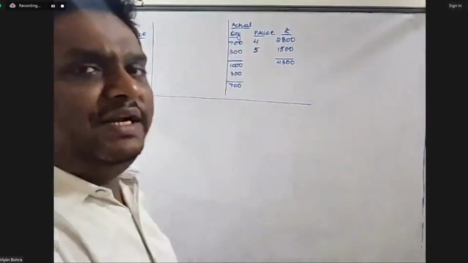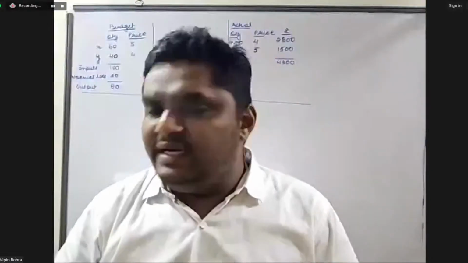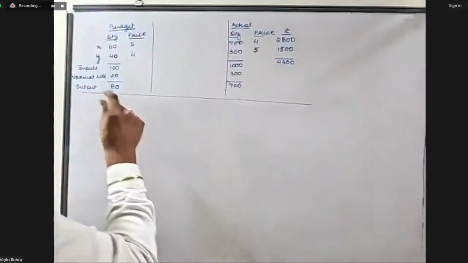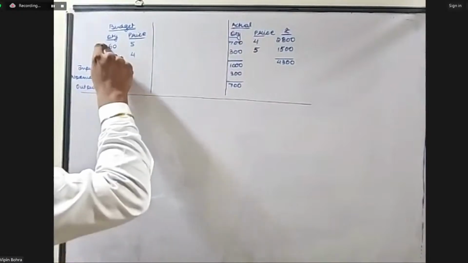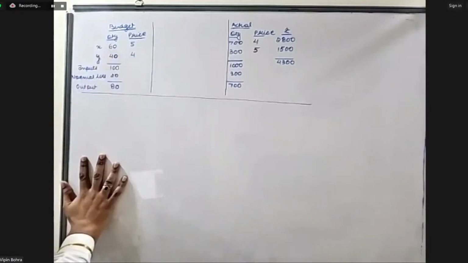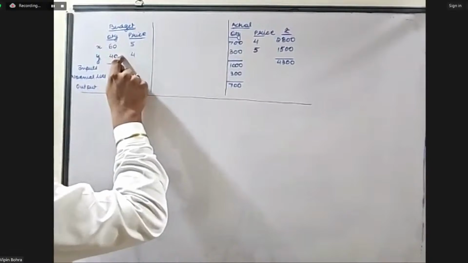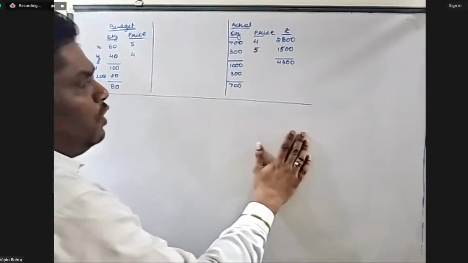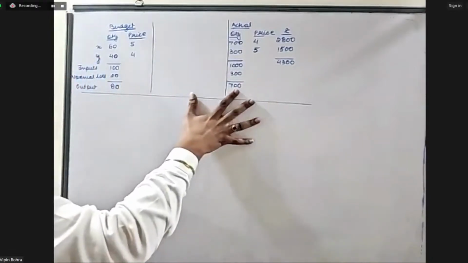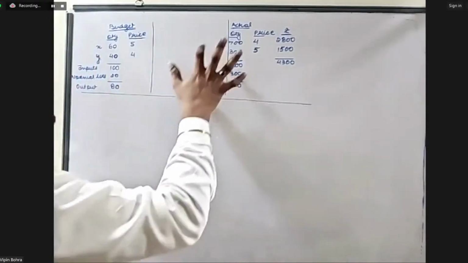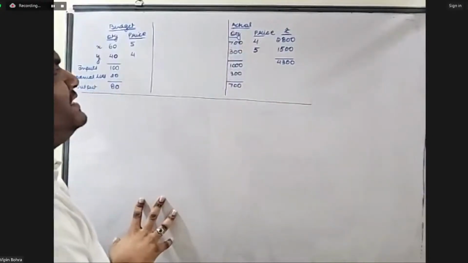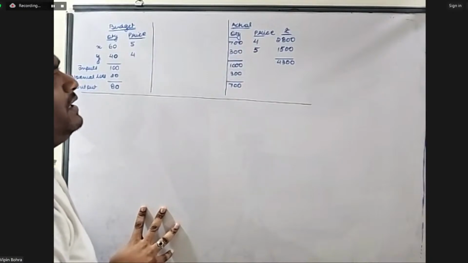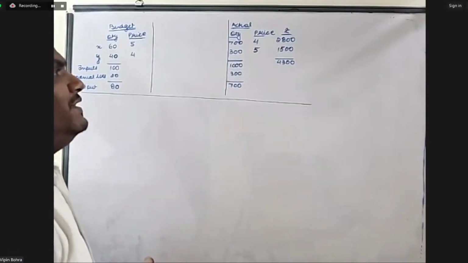So this is the information given in the company's data, wherein when talking about the budgeted data, it is given that for 80 units of output, we have to make two types of input, that is X and Y. X should be 60, Y should be 40, total input should be 100, 20 will be the normal loss and 80 will be the output. When talking about the actual results, the actual units manufactured were 700. For this, they consumed 700 kgs of X, 300 kgs of Y, total input was 1000, 300 was the normal loss and actual output was 700.